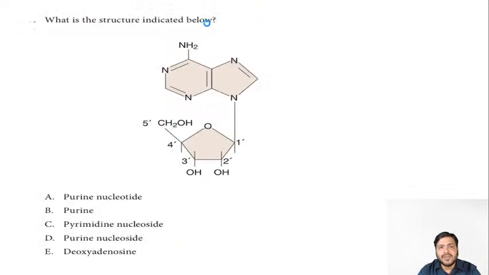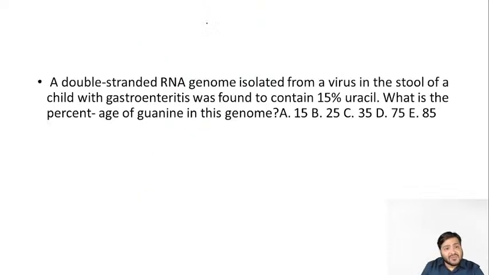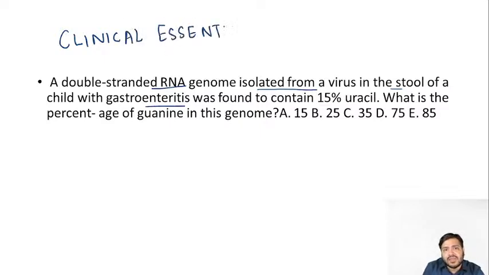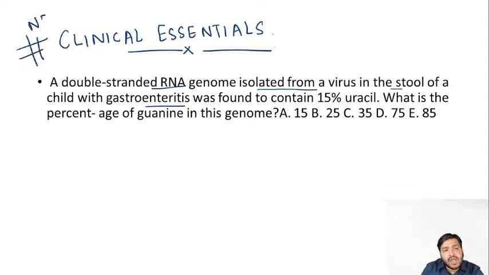So now guys, coming on to the question. The question says that a double-stranded RNA genome is isolated from a virus in the stool of a child with gastroenteritis. Now I'm discussing the clinical essentials, guys: how clinical questions will be formed from basic molecular biology, and that is the most potent question for the next exam.